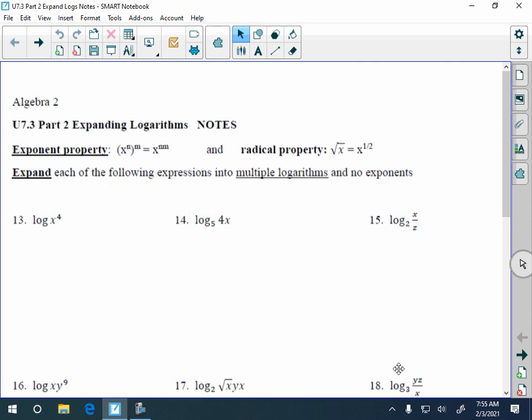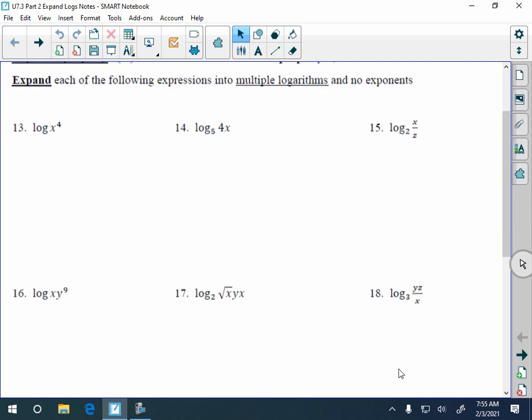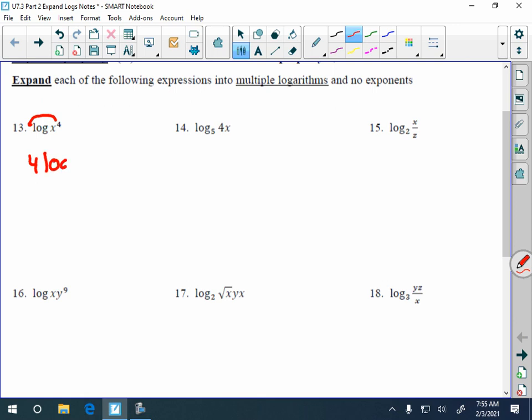All right, so when we expand logs, we want to change it to as many logarithms as we can using addition and subtraction, and we want to get rid of any exponents in the problem. So on this first one, number 13, log x to the 4th power. Since we have this exponent, we can use our power rule, and we can take that 4 and bring it down in front of the log. So it becomes 4 times log x. And that's it. Again, we don't want any exponents.